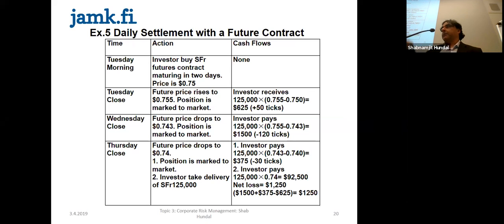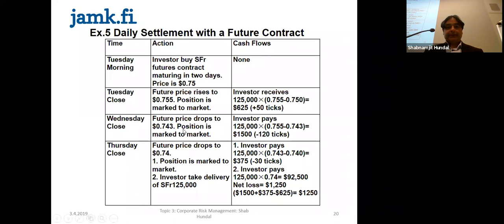The right symbol is CHH. I don't know what it means, but it's CHH for Swiss franc. You gain $625 in one day, yeah?